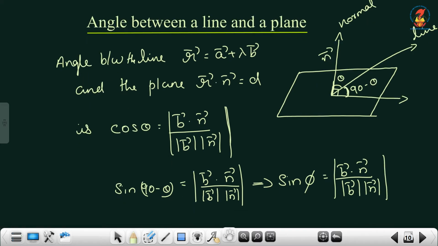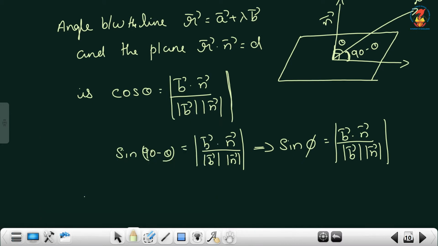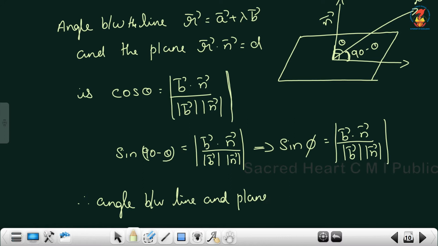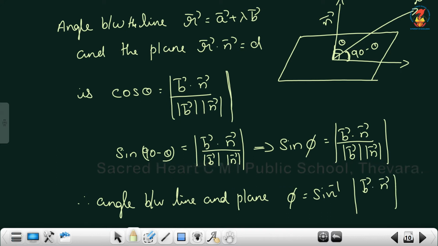So phi is equal to, therefore, angle between line and plane, phi is equal to sin inverse of mod of B dot n by mod vector B mod vector n. Okay, this is the result.